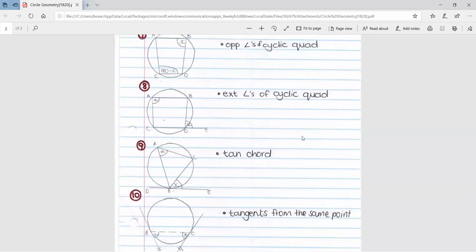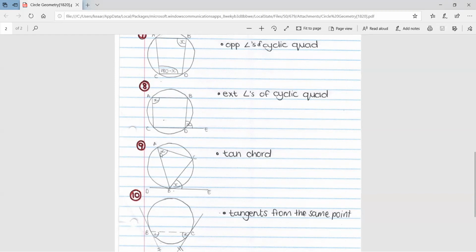We then move on to the tan chord theorem. This is when you have a triangle inside of a circle and a tangent that touches the circle and the triangle at one point. The angle that forms between the side of the triangle and the tangent over here is going to be equal to the angle completely on the other side of the triangle.